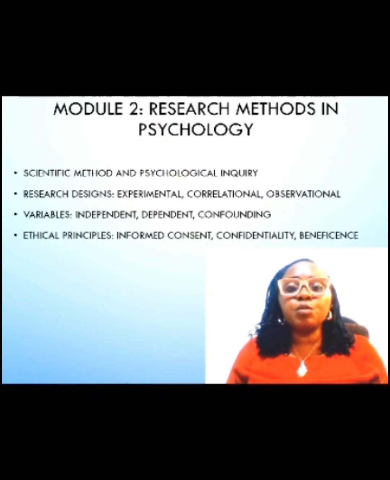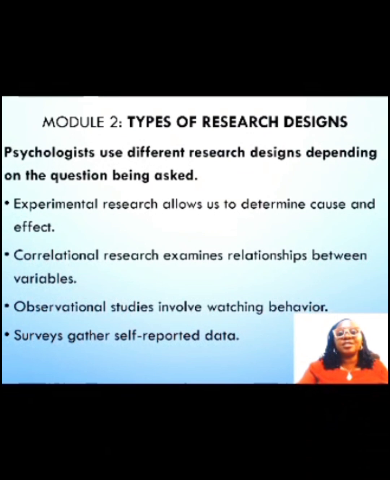Okay, so let's move to module 2. Types of research design. Psychologists use different research designs depending on the questions being asked. We can use experimental research, which allows us to determine cause and effect. We use correlational research, which examines relationships between variables. And then we look at observational studies, which involve watching behavior, and surveys gather self-reported data.